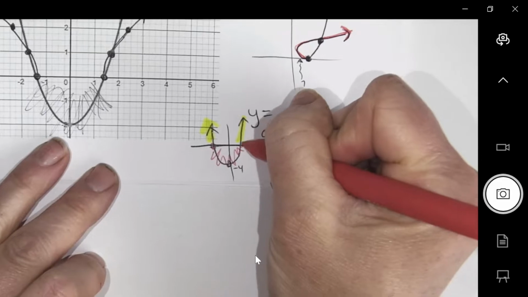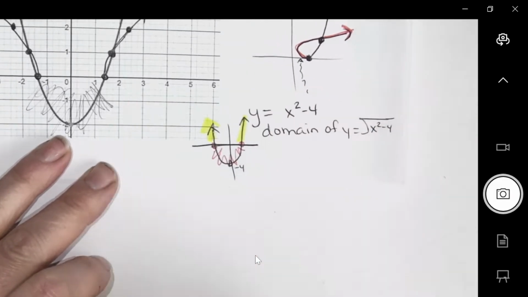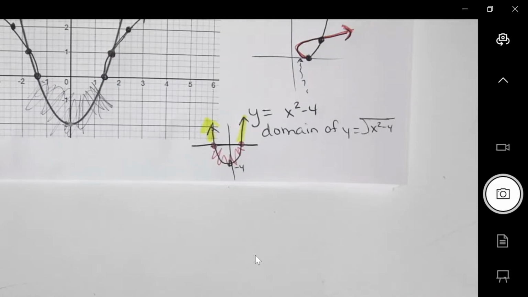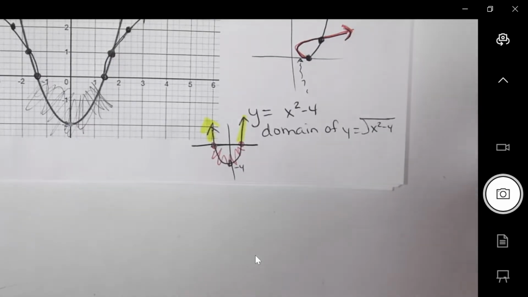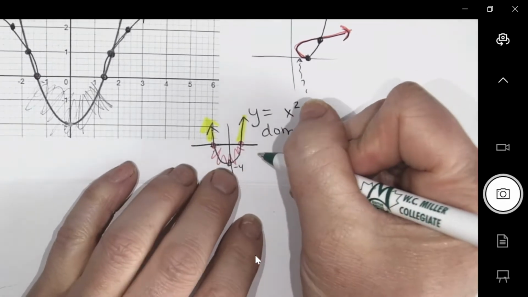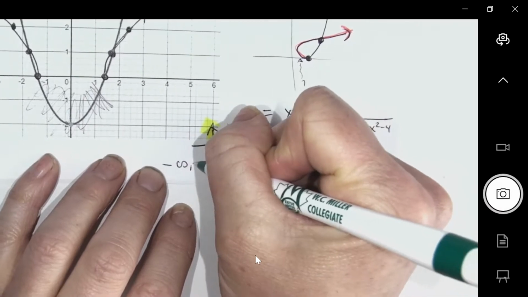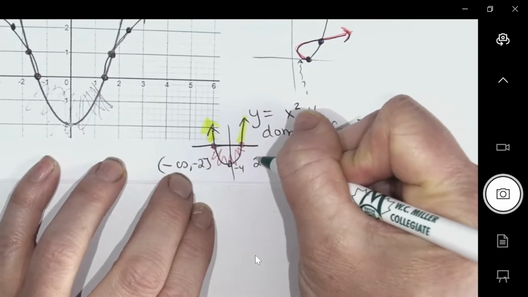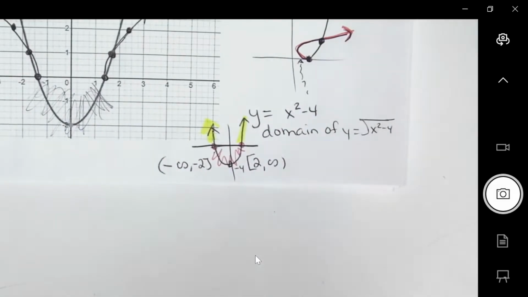Would anybody be able to figure out what these points are on an x value? 0? The height is 0, but what's the x value? Oh, okay. 2 and -2. So my domain is from -infinity to -2, and then I can square root from the 2 to infinity section as well. Okay, does that make sense? You're just saying, where can I square root? I can square root that zone and that zone.